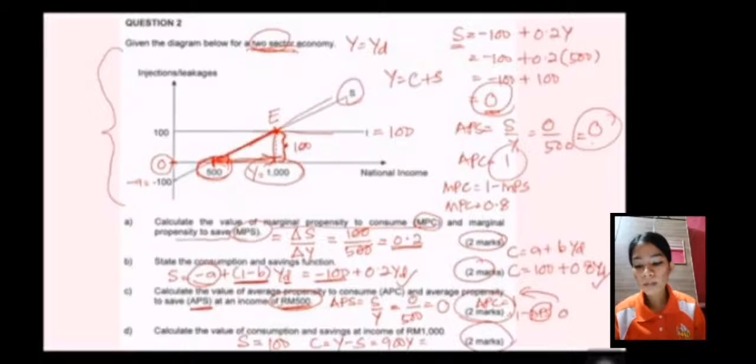The last question is to calculate the value of consumption and savings at an income of 1000. So see the diagram, S is 100, C equals Y minus S, and we will get 900. So that's all. Thank you.